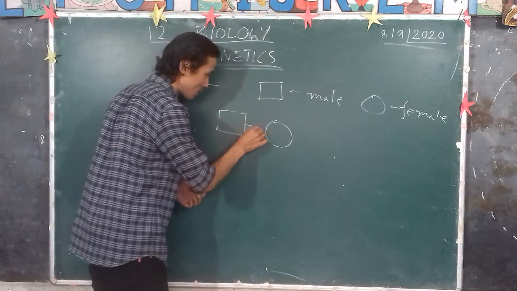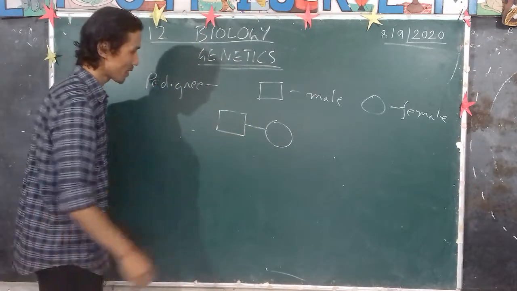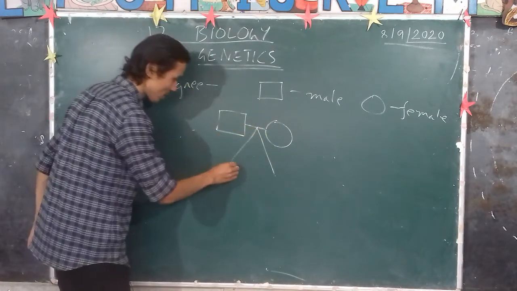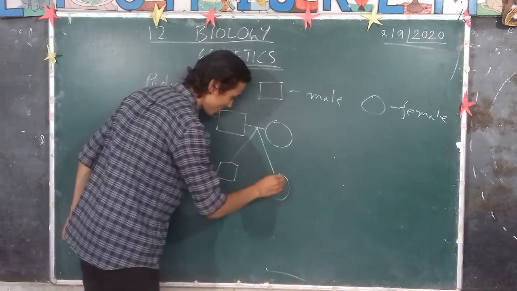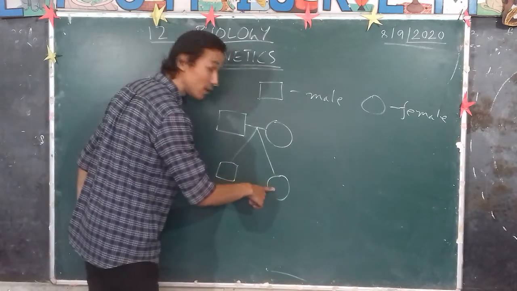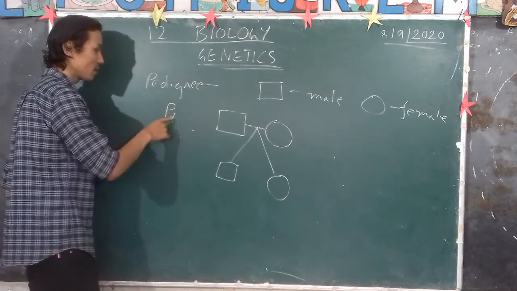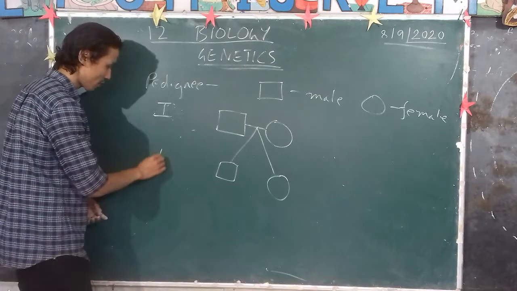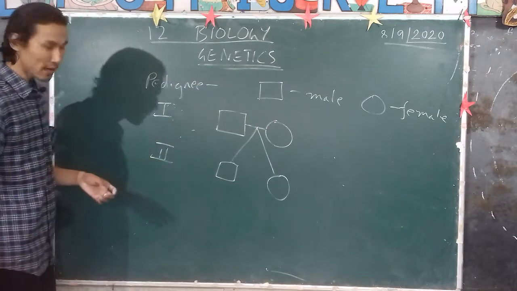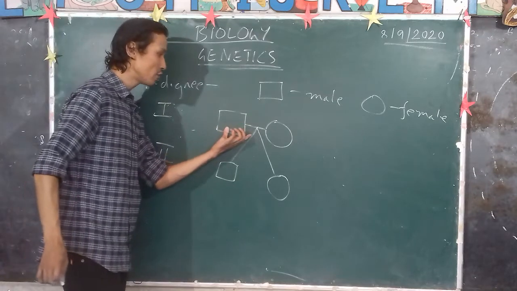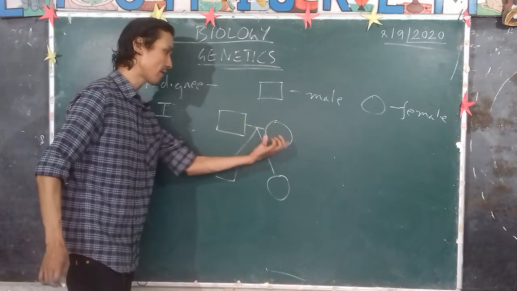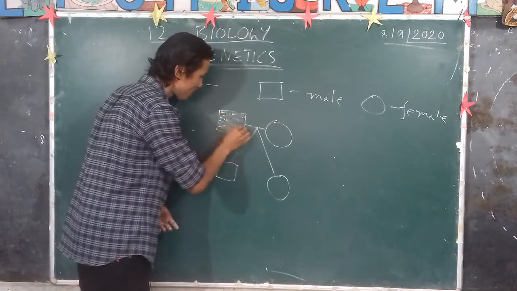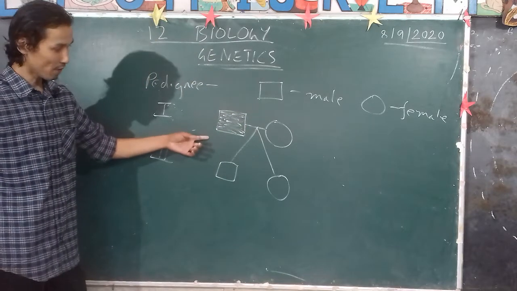If the male and the female are joined, this represents marriage. And the lines that you draw from the marriage are the offsprings, that is either a male son or a female daughter. The first line, you write 1. That means generation 1. The second line, you write generation 2. Now, if the individuals are not shaded, that means these individuals do not have any genetic defects. But if they are shaded, that means the individual is affected.